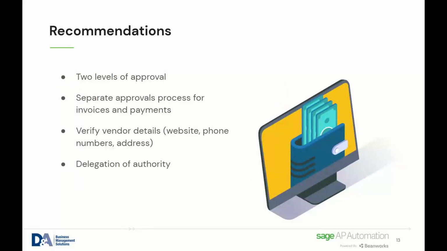So now that we have an understanding of the top challenges, we'll share some recommendations that you can adopt outside of this automated solution. Again, to summarize, we recommend, one, at least two levels of approval authority; two, a separate approvals process for invoices and payments. By separating roles for the approvals at the invoice and payments level, you reduce the chances for funds to be rerouted or otherwise misappropriated. Third, you want to verify vendor details by visiting their website, calling their number, and cross-checking the physical address. And lastly, delegation of authority. This applies primarily to determining who should have the authority for specified spending limits within certain categories of expenditure.